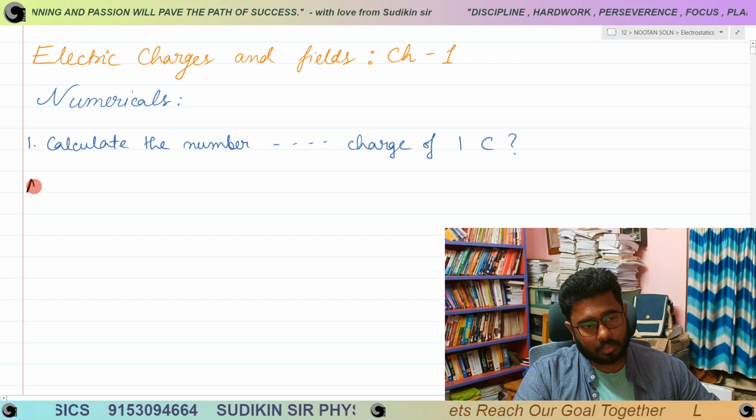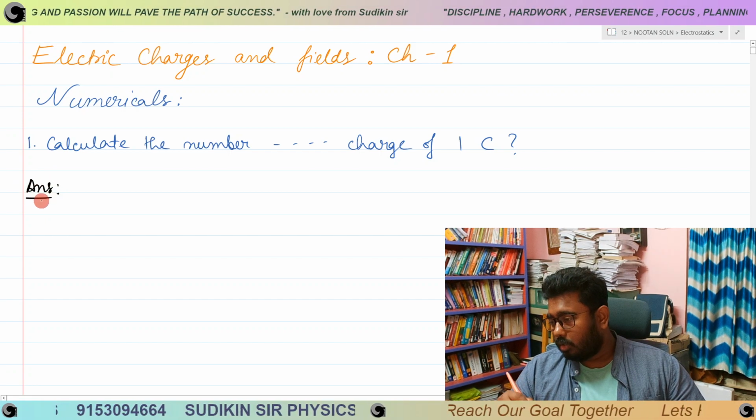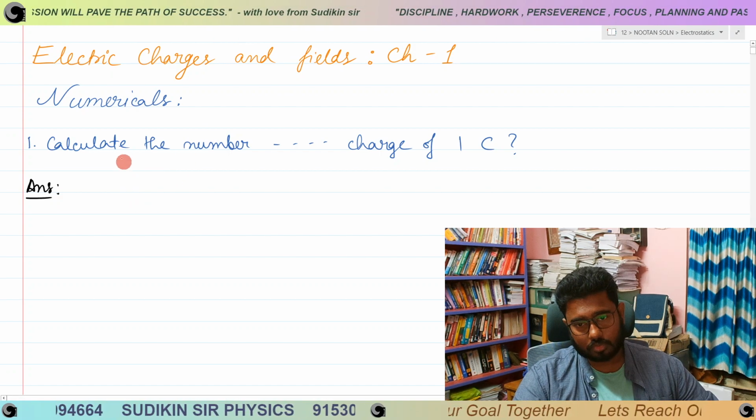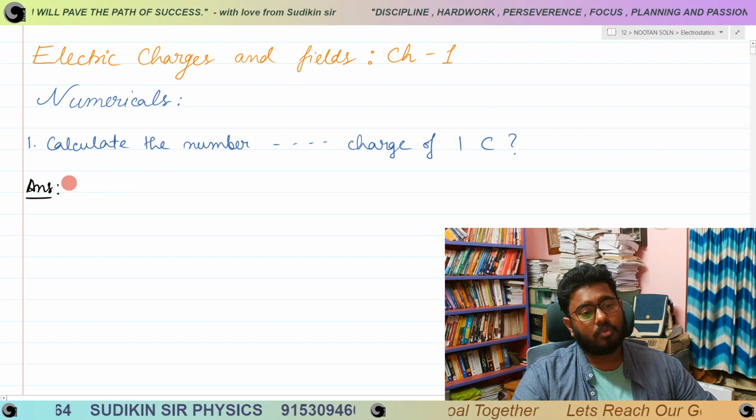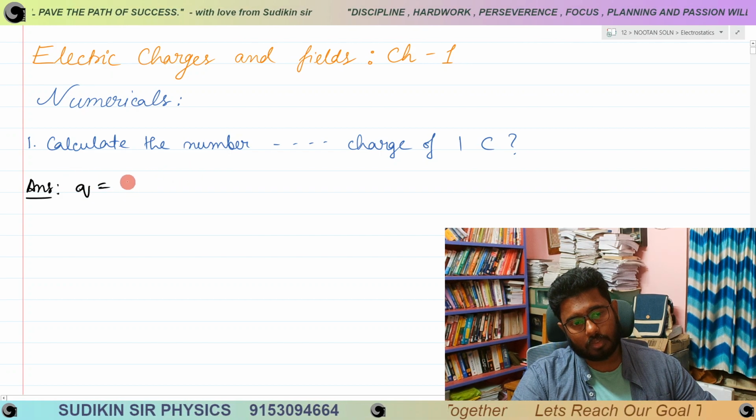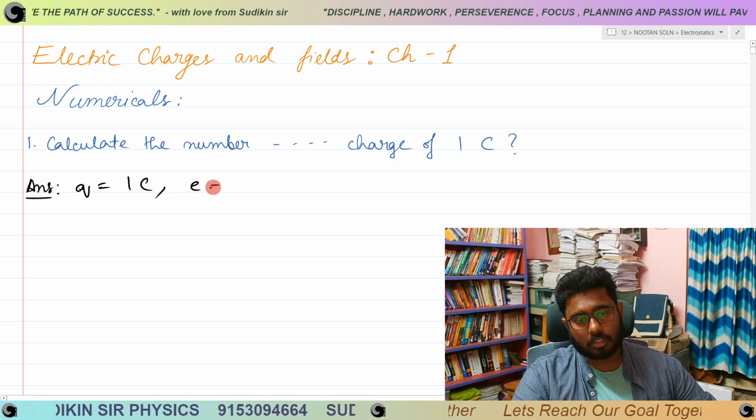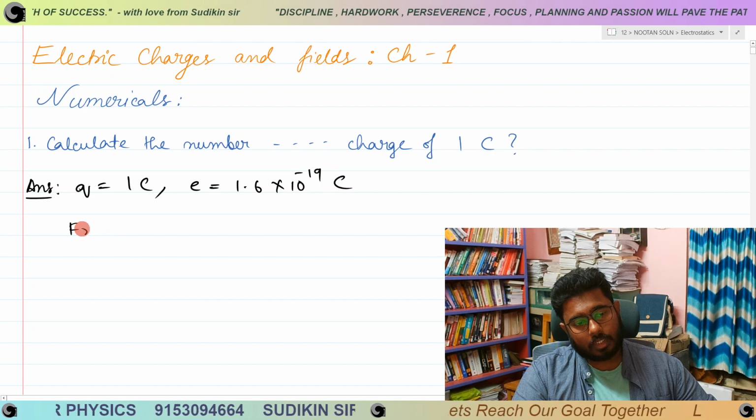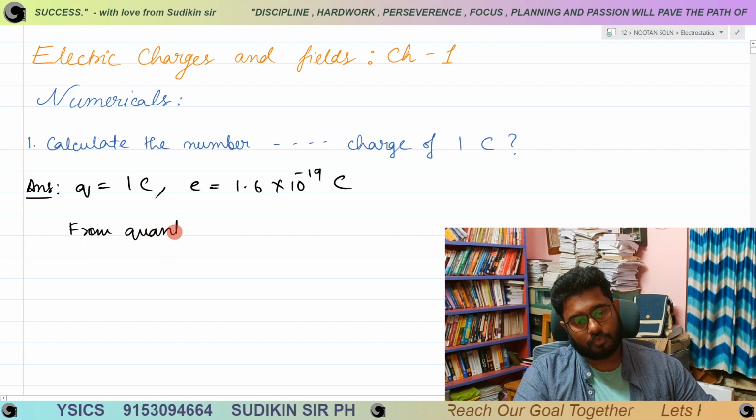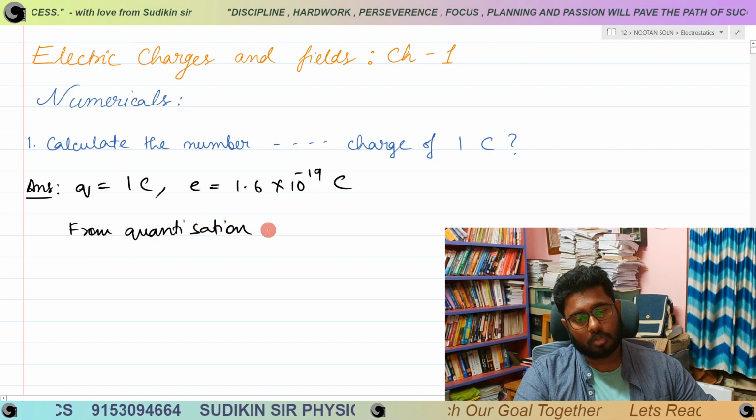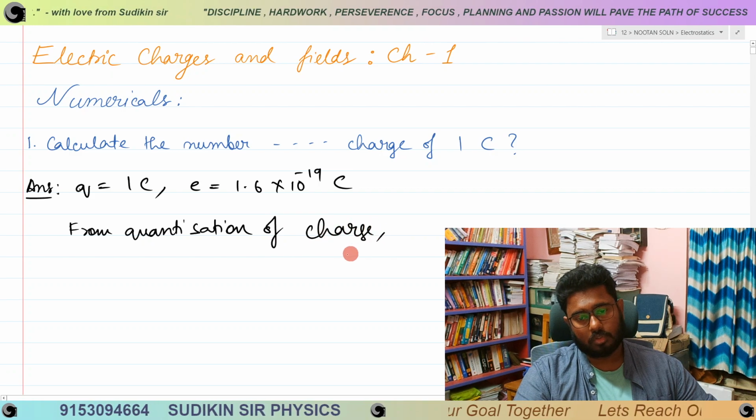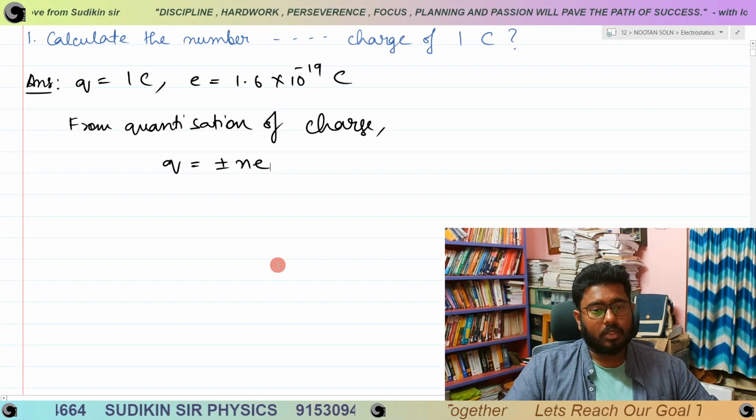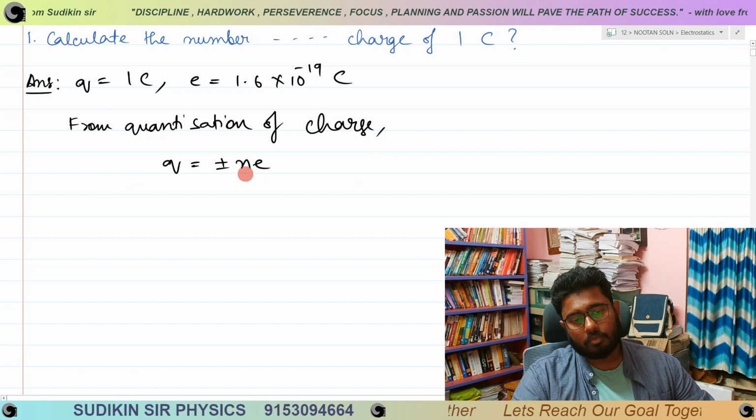So, I'll be doing numerical one first. Calculate the number of electrons to have a total negative charge of 1 coulomb. According to the question, they have given Q equals 1 coulomb. We know the charge of an electron as 1.6 into 10 to the power minus 19 coulomb. From quantization of charge, we know that Q equals plus minus Ne. What they have asked is to find out this value of N.